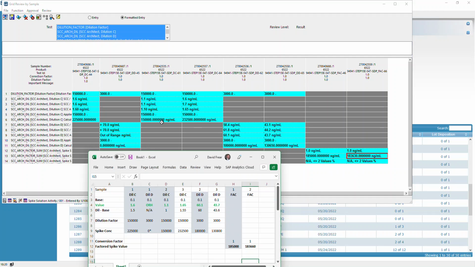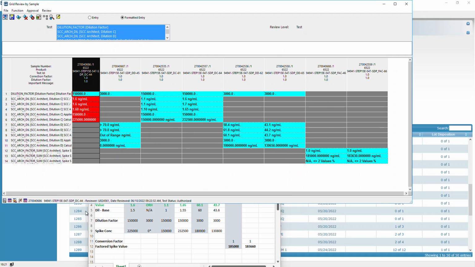But that's what the system does. It runs across the whole product, across all the samples in the product, looking for this SSC arc DIL, and pulls all of them together. And so that is why if you decided this original sample was not a good dilution, needs to be canceled, so it's not included in the summary calculation.